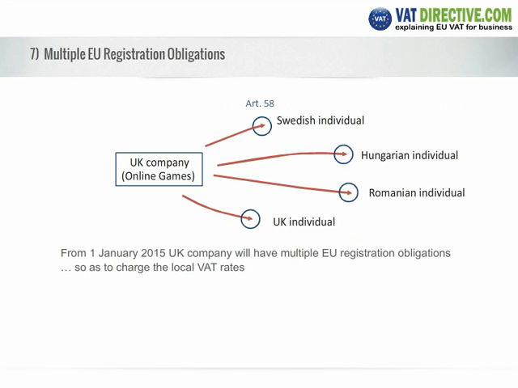Now, they would have to do that to be able to charge the local VAT rate. The local VAT rate in Sweden is 25%. UK Co must charge 25% on the Swedish downloads. The Hungarian VAT rate 27, so 27% VAT is due. Romania 24% VAT rate is due. 20% in the UK, that's alright, so they'll be charging that anyway. But it's those other countries, Sweden, Hungary, Romania, where they have to be registered.